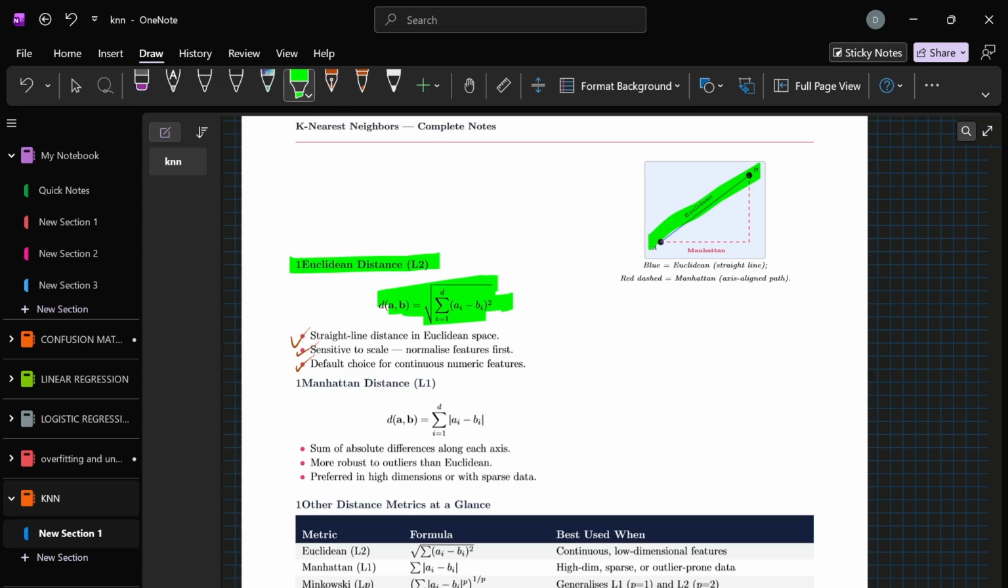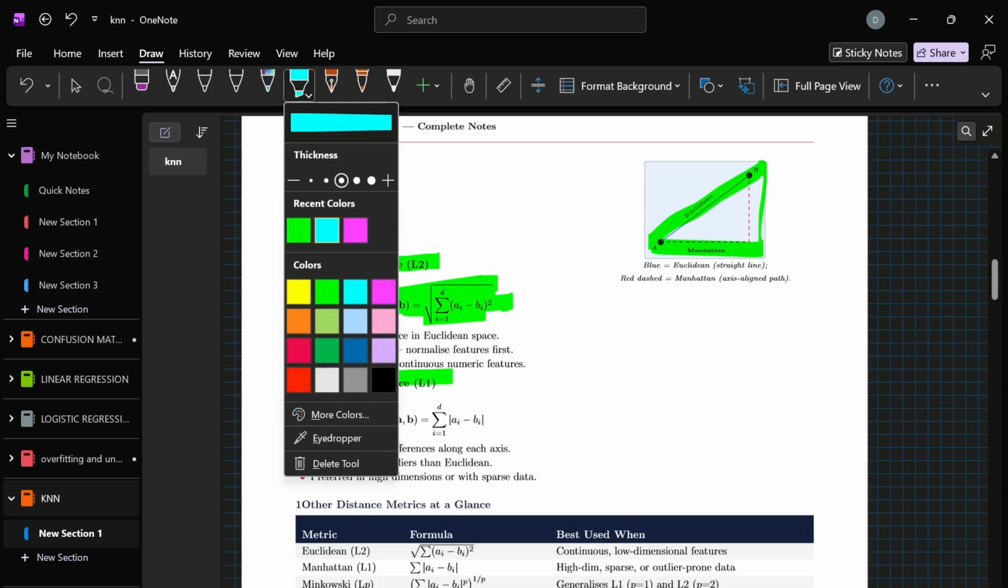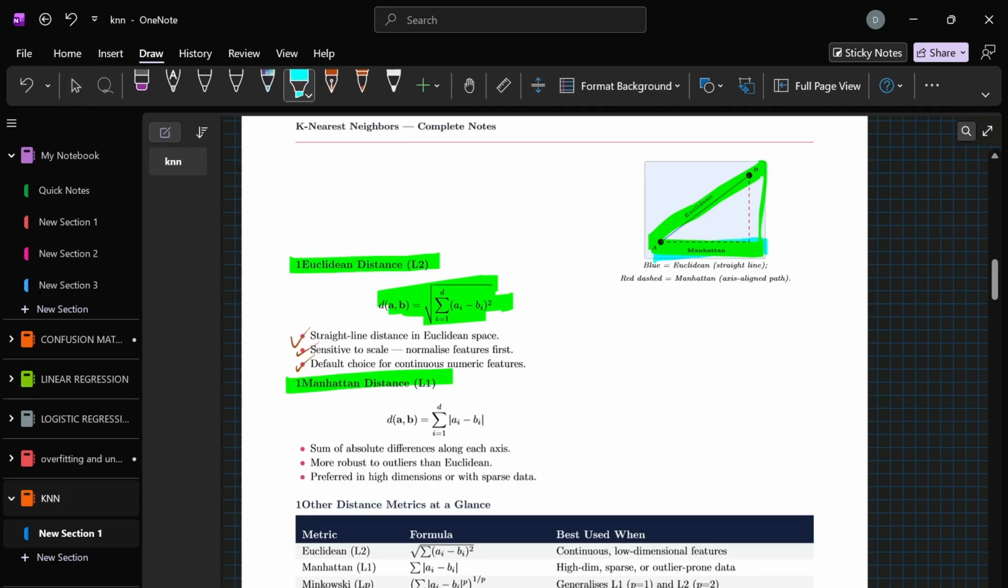The second metric is the Manhattan distance. Instead of going diagonally, you travel along the grid like navigating a city block system. You add up the absolute differences along each axis. Why is this used? Because it is robust to outliers, and in high dimensional data it often works better than the Euclidean.